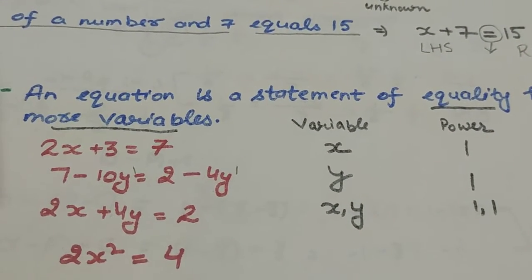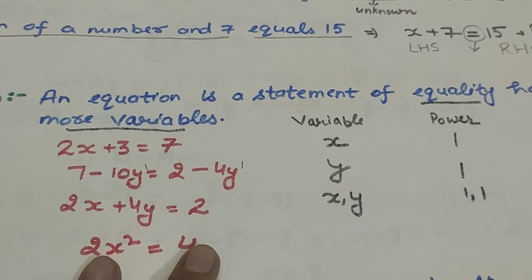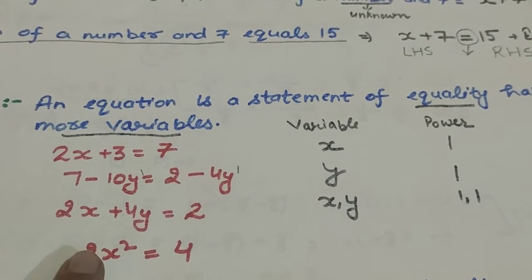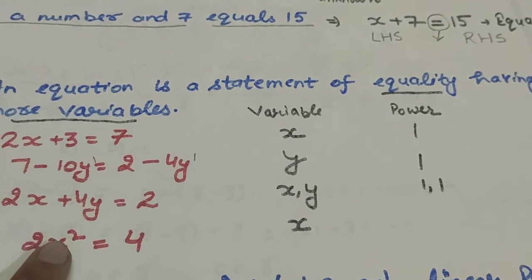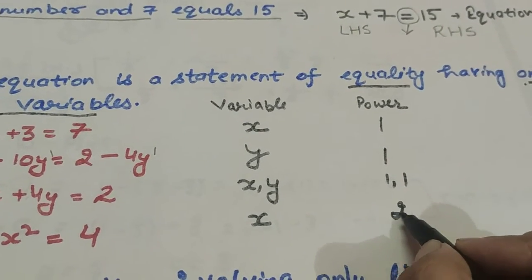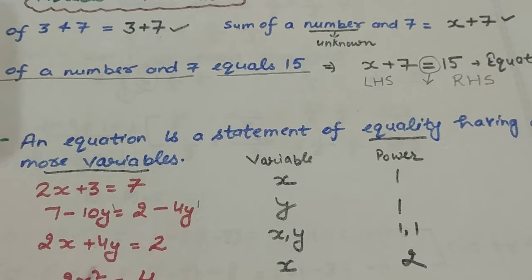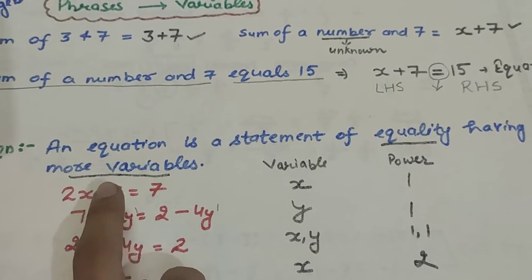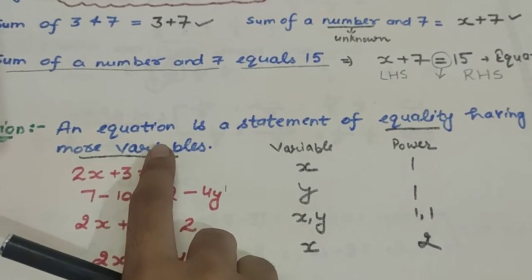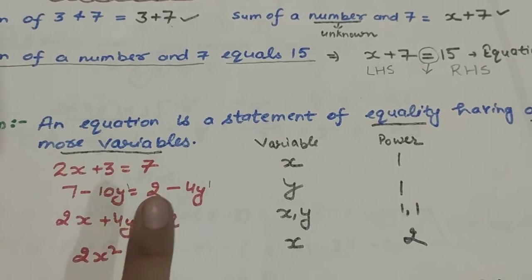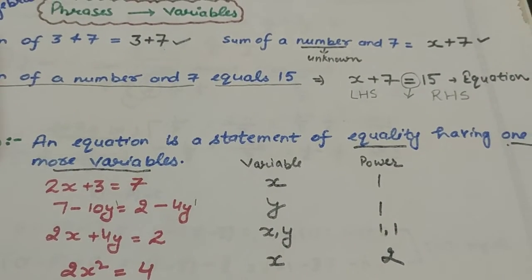Now 2x square is equal to 4. Well, this is also an equation. This includes the equality between two expressions, and it has a variable, so it is an equation. So the variable is x, and what is the power of x? Power of x is 2. So from these examples you can see that an equation can have variables on both sides or on one side only, or it can have one or more than one variable, and there is no restriction on the power of the variable. So all these are examples of equations.